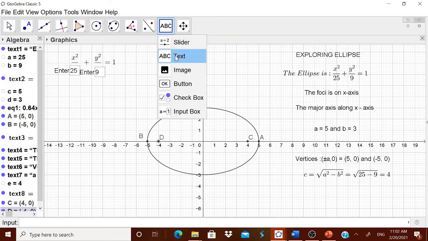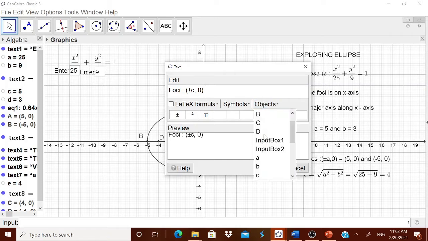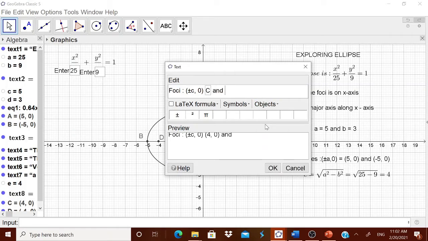Again, I can go for its text now. Therefore, foci, I can type it as plus or minus c comma 0. Therefore, its foci, the points are C and D.